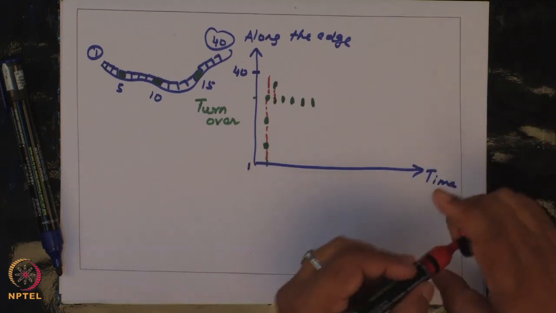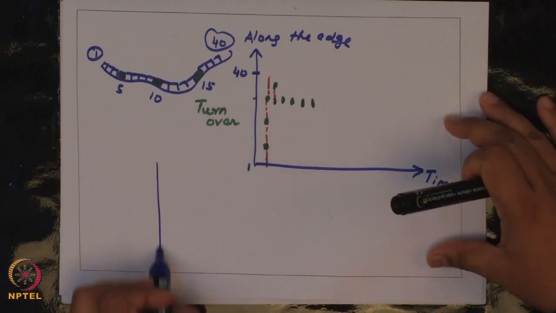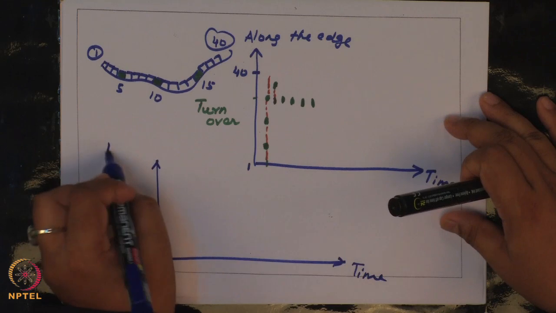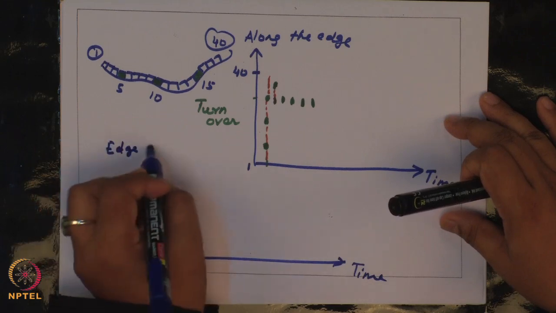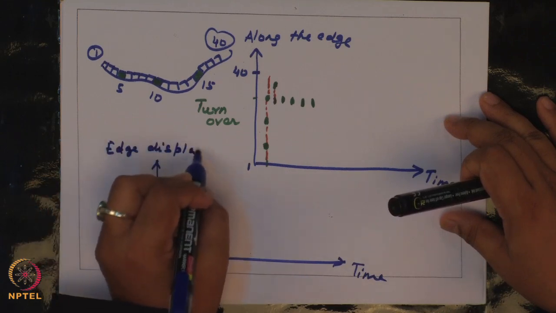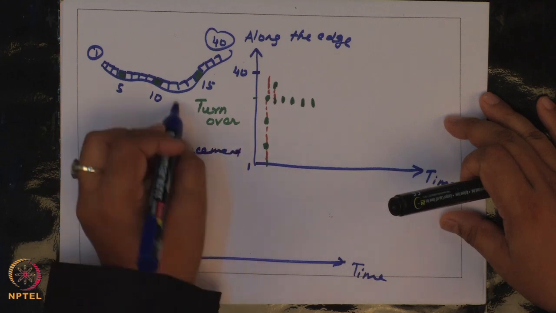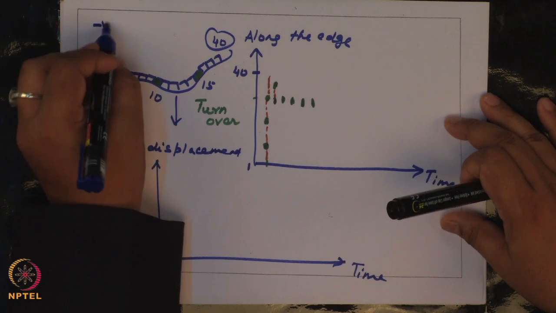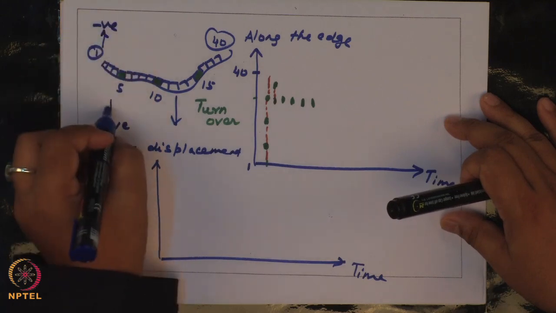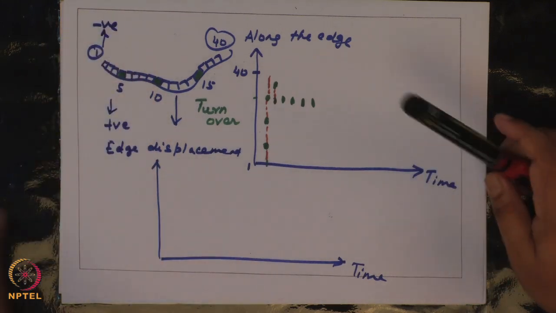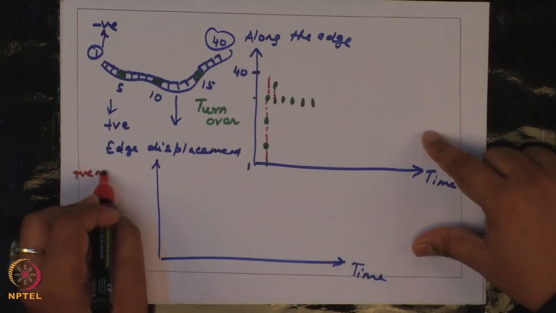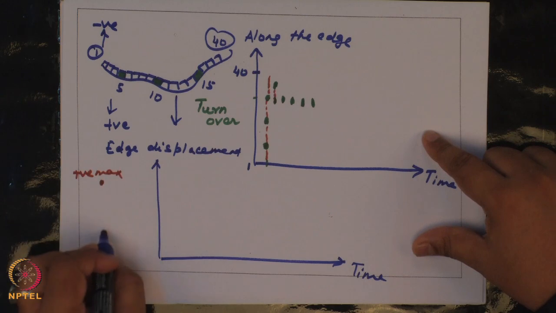You can generate the same plot for, let us say, edge displacement. If the cell is migrating this way, then this direction is positive and this direction is negative. So, you can have a length scale where red is positive max, blue is negative max.